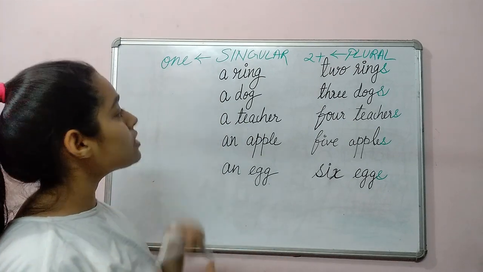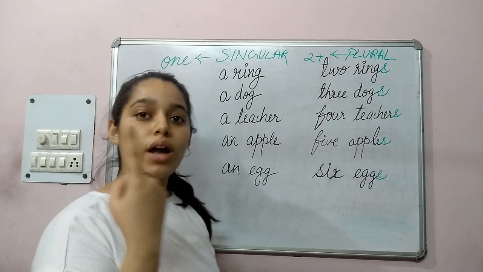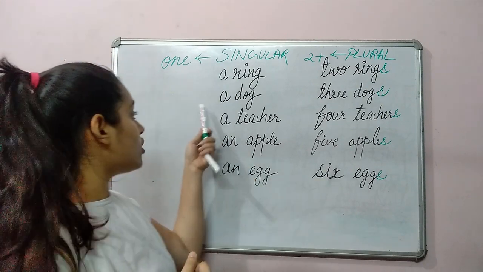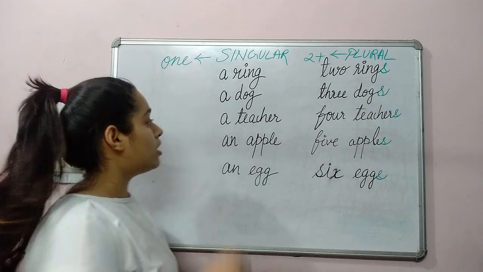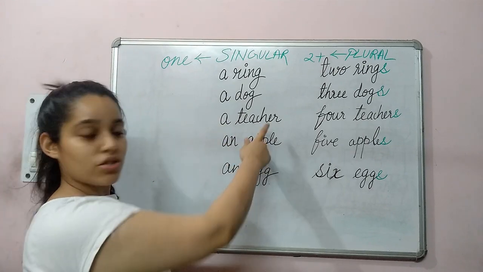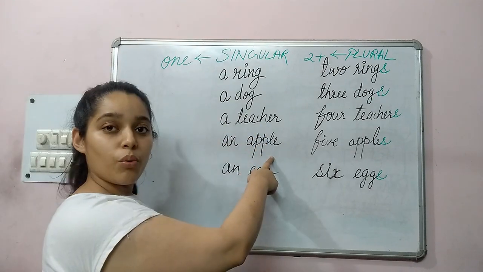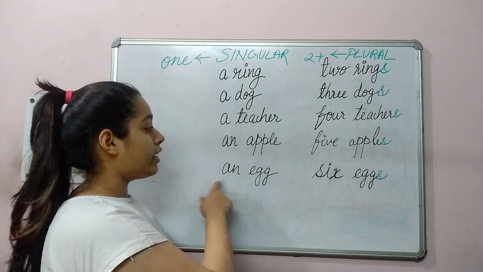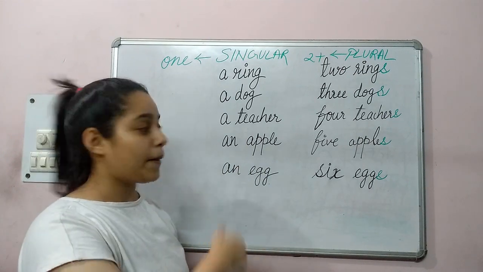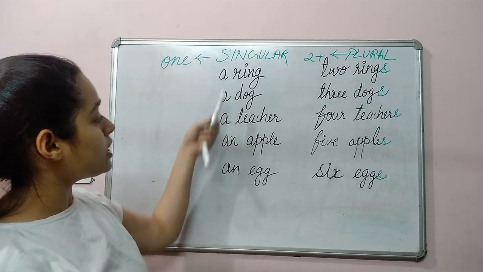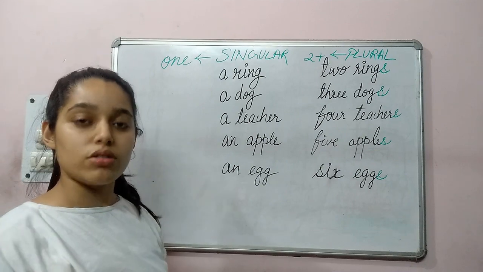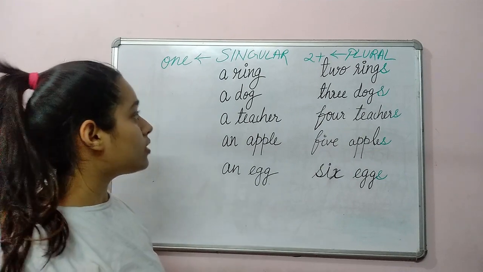So the very first example is a ring, one ring. A dog, one dog. A teacher, one teacher. An apple, one apple. An egg, one egg. Okay, so these are the singular words or singular nouns.